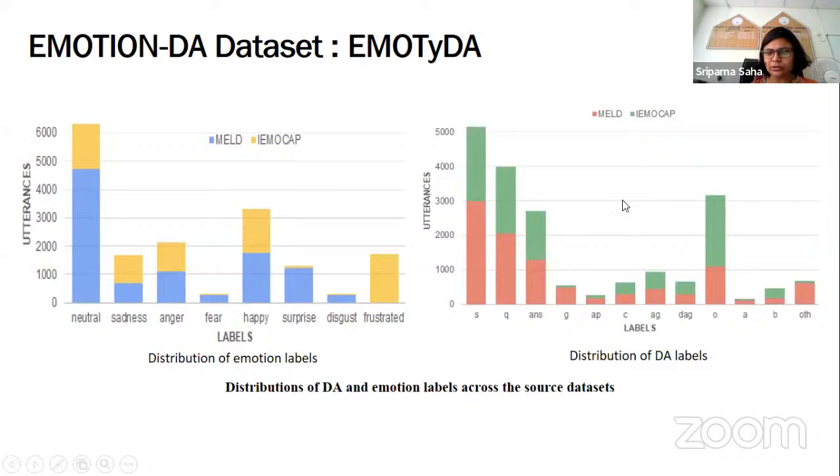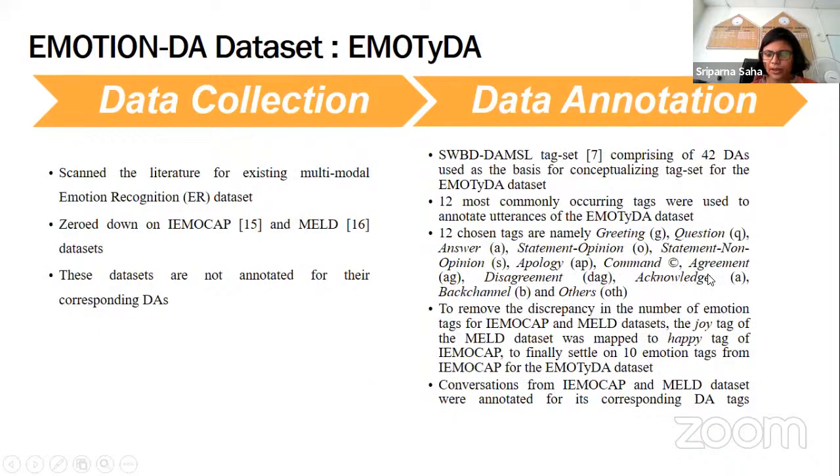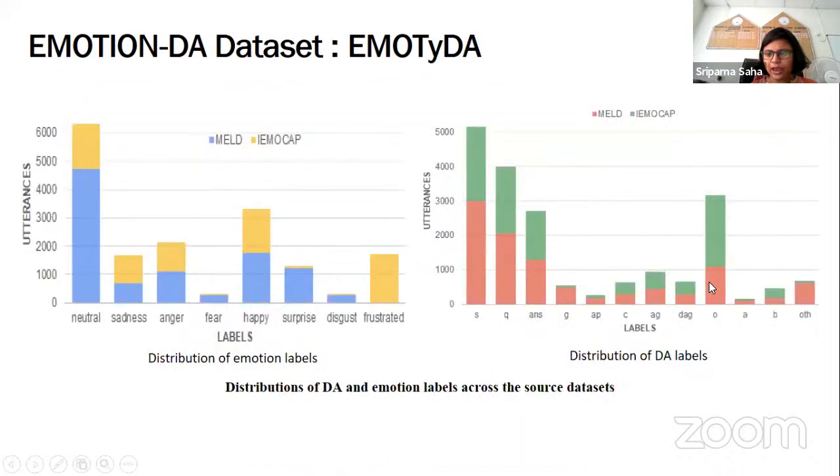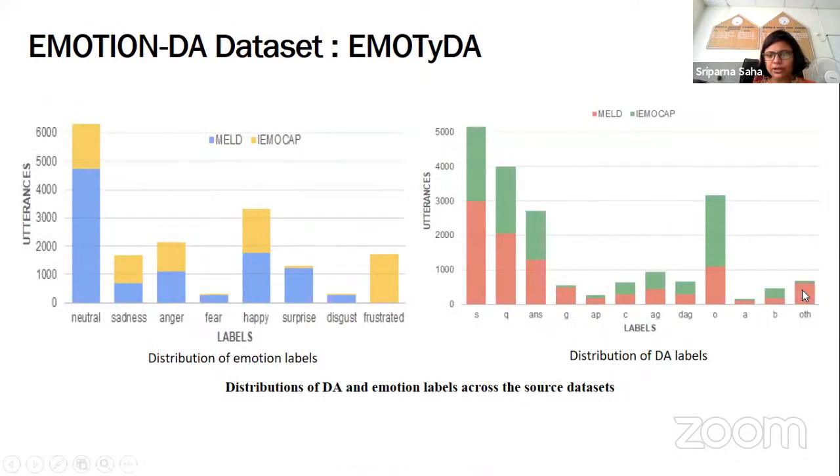Similarly, this is the distribution of the dialogue acts. We have statement, question, answer, greeting, apology, comment, agreement, disagreement, acknowledgement, back channel, and others. These are the 12 categories, and these are the distributions of categories in these two datasets. You can see that greeting is mostly present in MELD, but agreement is equally present in MELD and IEMOCAP. So these are the distributions of the dialogue act labels.